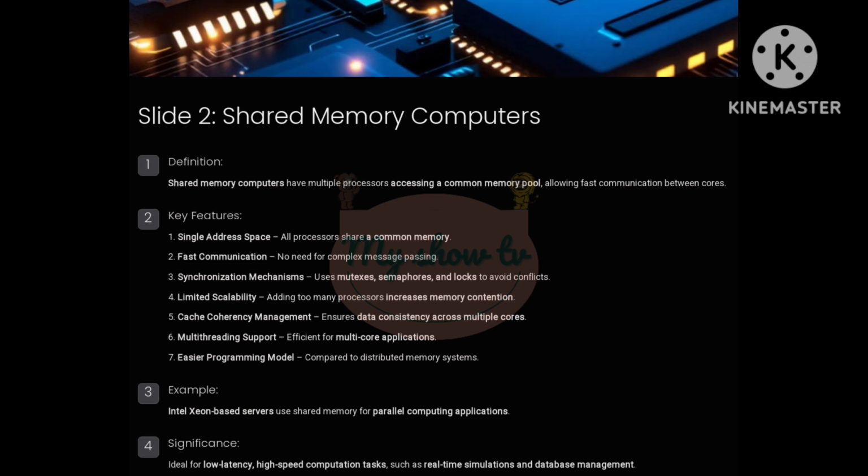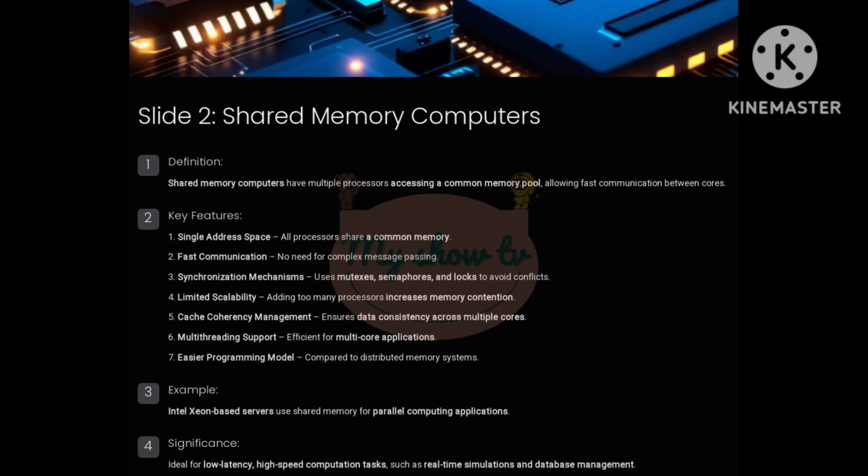Slide 2. Shared memory computers. Shared memory computers have multiple processors accessing the same memory pool. This allows them to share data quickly without needing complex message passing protocols. Key features: 1. Single address space. All processors operate on the same memory, making data sharing easier.